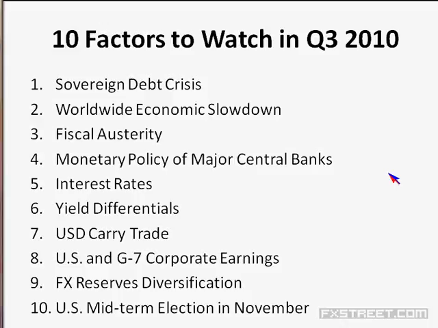Number one, sovereign debt crisis in the Eurozone. It's not completely over yet, but it's on the back burner for now. Worldwide economy slowing down. Fiscal austerity, monetary policies of major central banks, interest rates, yield differentials, whether the U.S. dollar carry trade will continue into the fourth quarter, which has started again in the third quarter. As we start every new quarter, the U.S. and the G7 corporate earnings should be closely watched as well.